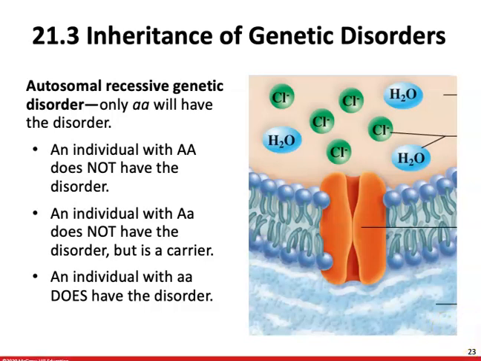So this is going to be by far the most common recessive autosomal disorder that is also lethal. That would be cystic fibrosis. About 1 in 20 individuals are carriers, but only about 1 in 2,000 will actually have the disorder. Now, this is because an individual who is homozygous dominant does not have the disorder and does not carry it. An individual who is heterozygous does not have the disorder, but they will be a carrier. This individual can pass it on to their offspring. An individual who is homozygous recessive will have the disorder.